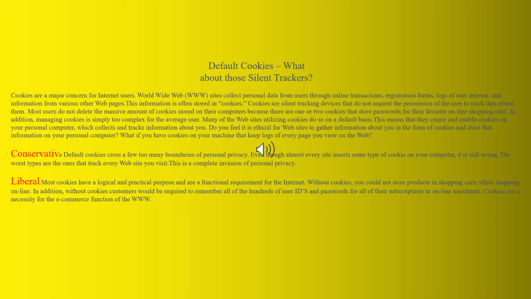Do you feel it is ethical for websites to gather information about you in the form of cookies and store that information in your personal computer? What if you have cookies in your machine that keep logs of every page you view on the web?